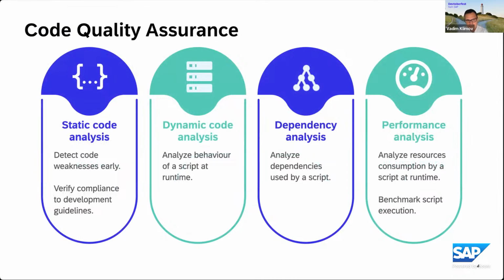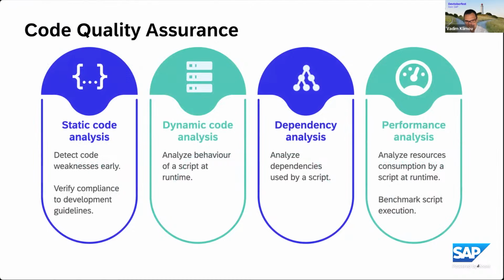The first group of code quality assurance tools is static code analysis. These are tools that analyze the code of the script or of the project, and they help detect code weaknesses as early as possible. Here we speak about weaknesses that can be security related, and also flaws that are styling related, and some misuse of common best practices for coding. The tools can also help verify compliance with development guidelines, for example naming conventions and so on. Static code analysis doesn't require the code to be executed. It literally statically scans the code base.